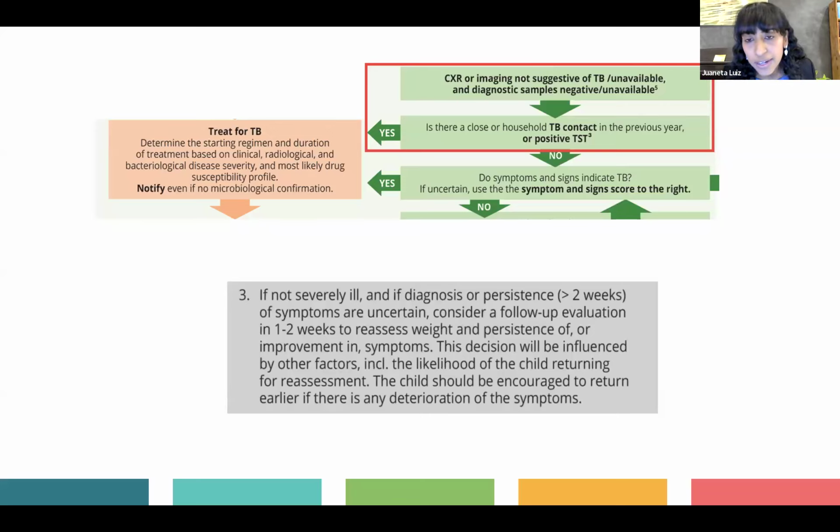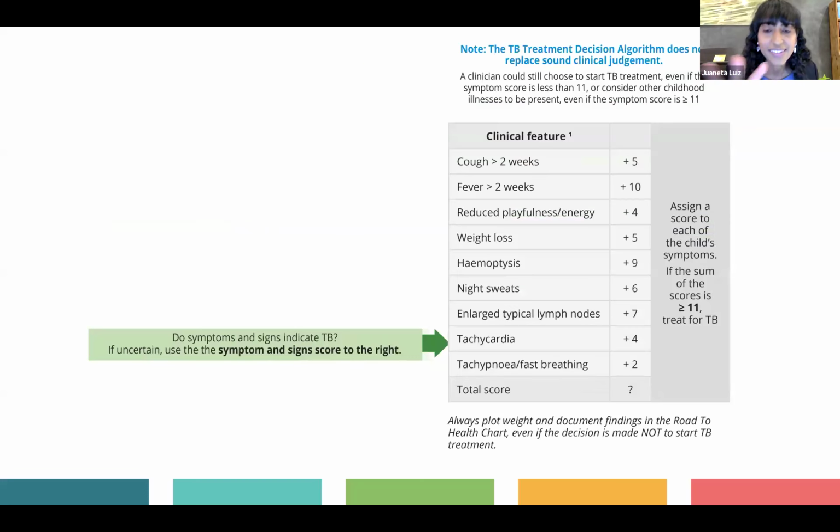Or if you're unsure, there is this symptom scoring box that you can use that I mentioned before. And so here we would use the symptoms and plug them in, and they'd get a score. You can see the scores to the right, add them up. If it's more than or equal to 11, it's suggestive that the child has TB and you can consider initiating treatment.